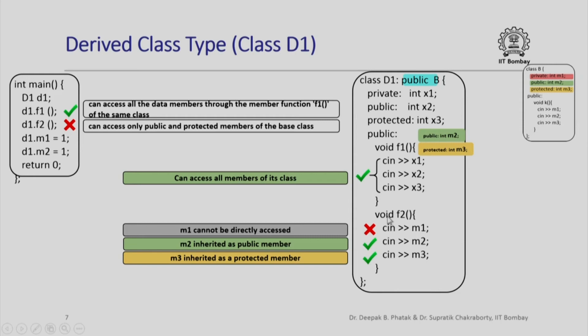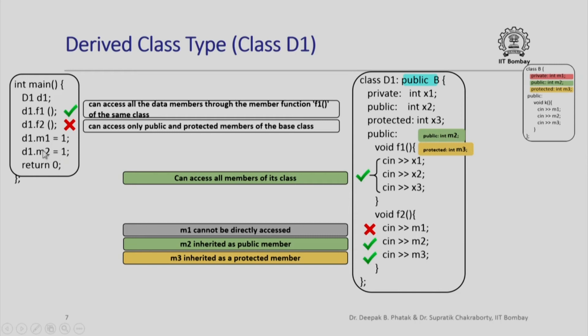But if this is the F2 that I kept, then although F2 is a public function of D1 and I can call D1.F2 over here, this F2 internally is trying to access the data member M1 of the base class B, and that is a private data member, so it cannot be accessed within F2. And so if I keep this statement cin greater than M1 here, and then try to call D1.F2, the compiler will complain that it cannot access the private data member M1 of the base class B when this function is called.